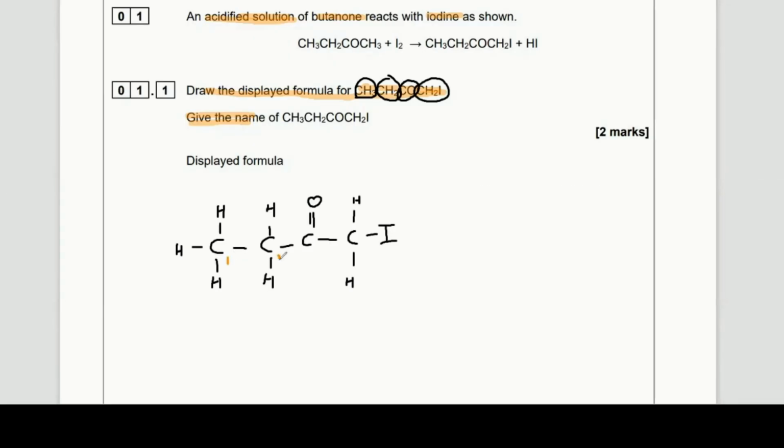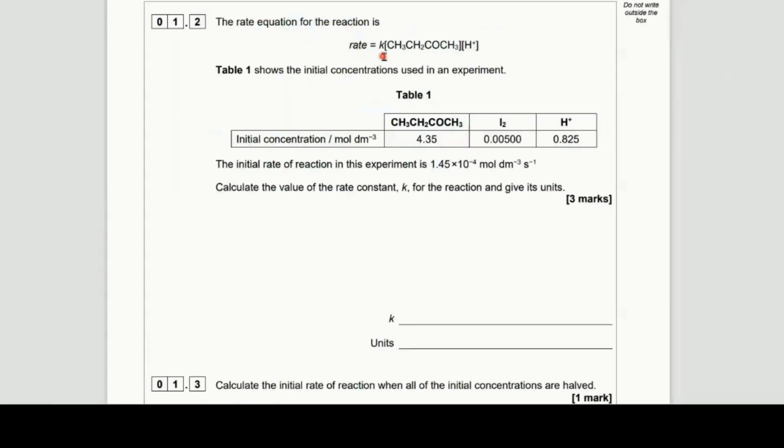Now we want to work out how to name it. So I could number the carbons like this, 1, 2, 3, 4 from the left, but that would be wrong because we need to number the carbons that give those functional groups of the I and the carbonyl group the lowest possible number. So you do 1, 2, 3, 4 from the other side, from the right. So the name of this is 1-iodo, acknowledging the iodine atom there. Butan, because there's 4 carbons, 2-one, because it's a ketone and the carbonyl group's on the 2.